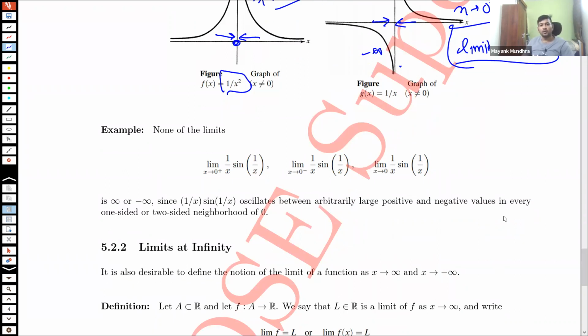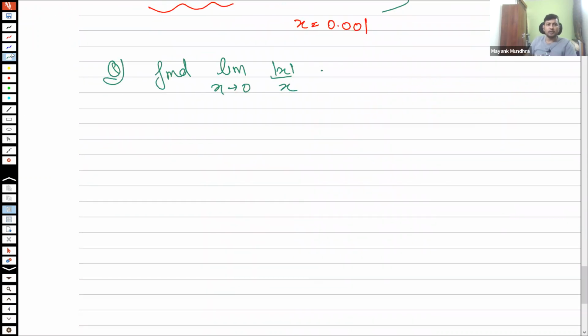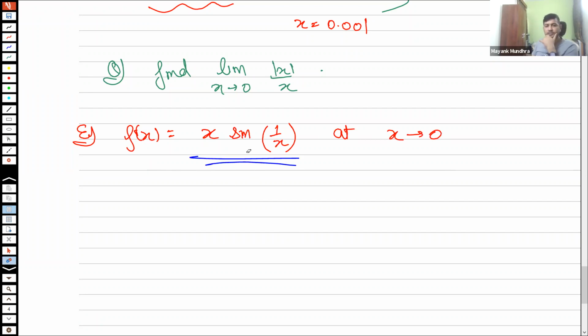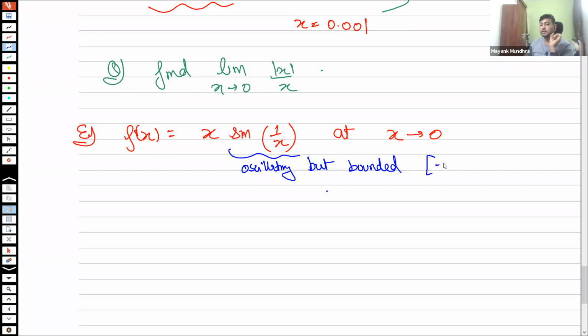Okay, now a very interesting example is f of x equals x sine 1 by x at x tending to 0. This example is interesting because I've already looked at sine 1 by x and I've established that sine 1 by x is an oscillating function. But this function is still bounded. It is bounded in the range -1 to 1 because sine of anything is between -1 and 1, right?